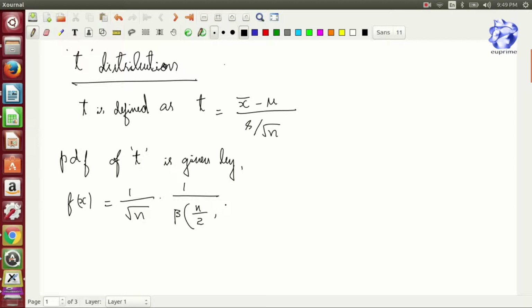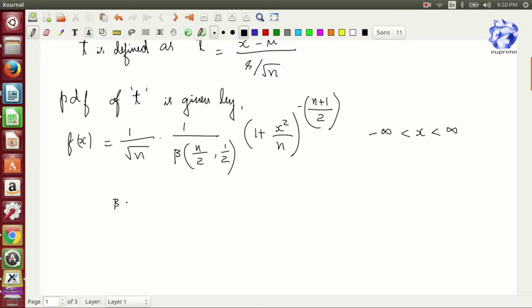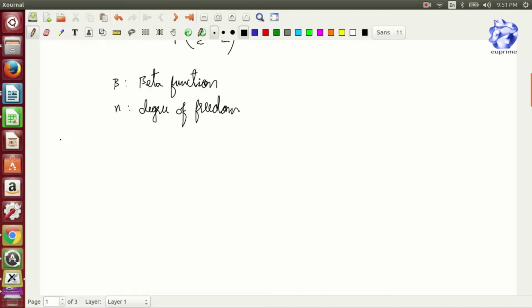The density function of t is given as follows: f of x is equal to 1 by root n, into 1 by beta of n by 2 comma half, into (1 plus x square by n) to the power minus (n plus 1) by 2, where x is between minus infinity and infinity, beta is the beta function, and n is the degree of freedom.